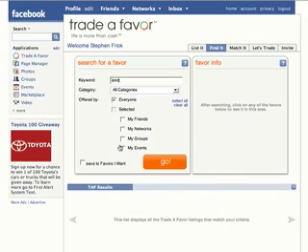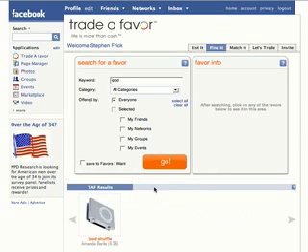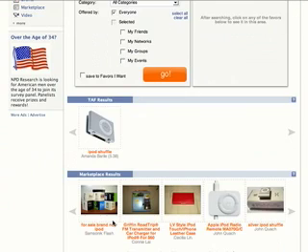Also, every time I log on to Trade a Favor, I'd like to see the latest search results matching this keyword on the Match It page, so I'm going to check this box. It just so happens that Trade a Favor's co-founder, Amanda Barile, is offering an iPod shuffle. Notice that below the TAF results, Facebook Marketplace results are also listed.